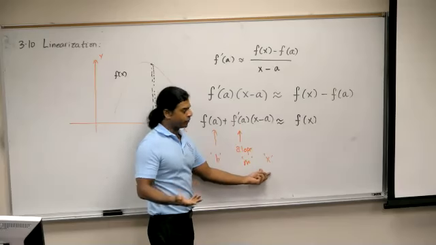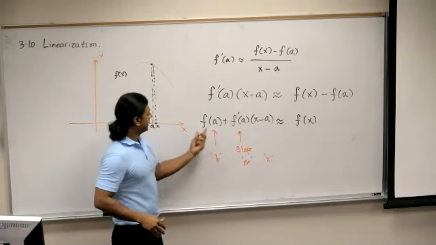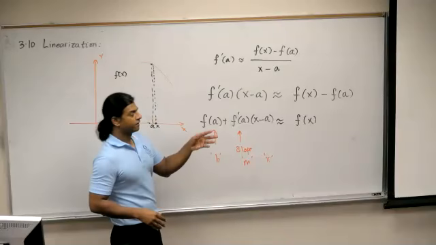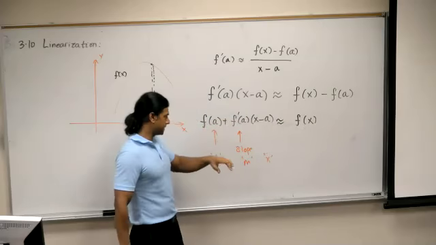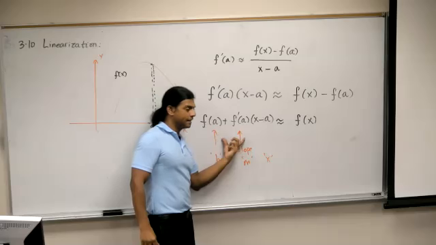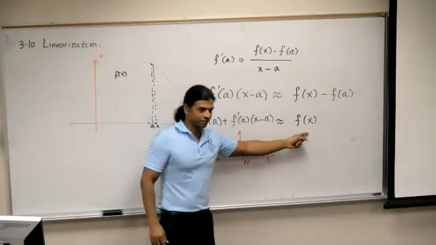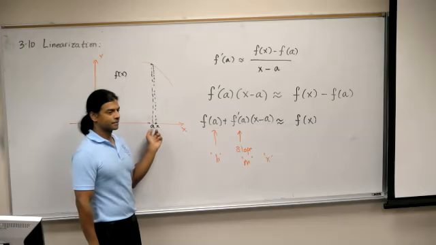x is just some point here. I'm just shifting it by a, and that would become the intercept b. So I have the original function represented as a line, hence the linearization of a function in the neighborhood of a. Does that make sense?